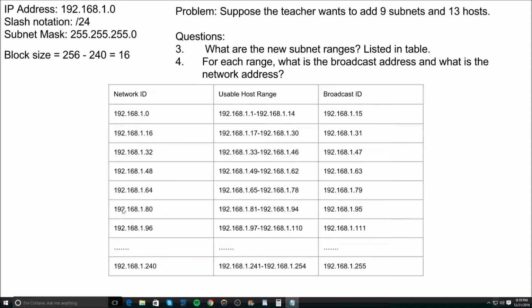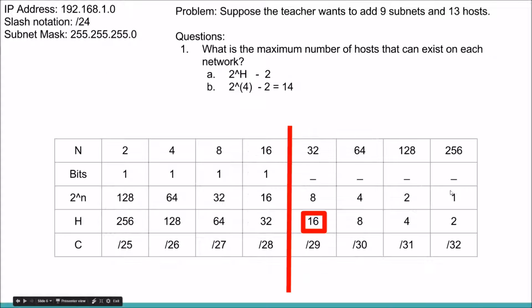I did not list out all 16 subnet ranges, but I hope you understand how to get the remaining ranges between 192.168.1.96 in the final range. If not, please ask any questions you have in the comments below.